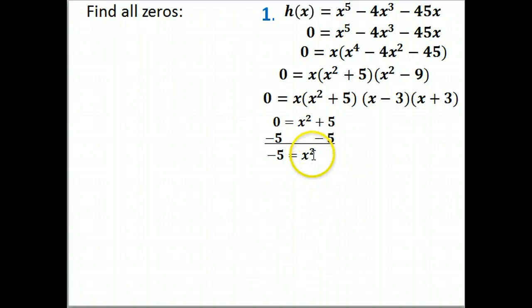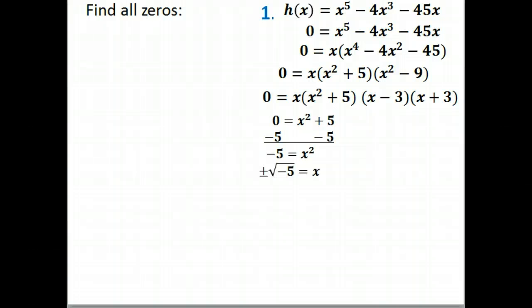Now to get rid of this squared, I'm going to square root both sides. That's going to give me plus or minus the square root of negative 5 is equal to x. Well, we know we can't have this negative underneath the square root sign, so that's actually going to yield me an imaginary number, a complex number. So it would look like plus or minus i square root of 5. So that gives me one of my answers. Okay, but now I still have all of these other ones. I've got x minus 3, x plus 3, and I've still got x over here. We'll deal with this x later. It's an easy one, so we'll kind of tackle it last, if you will.